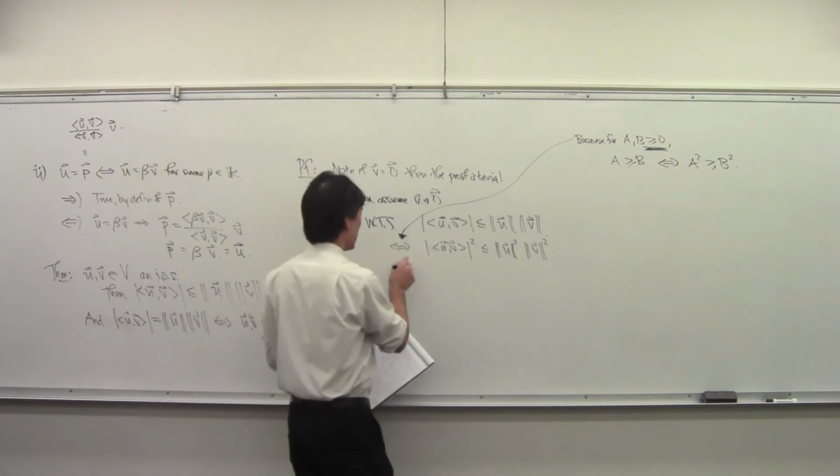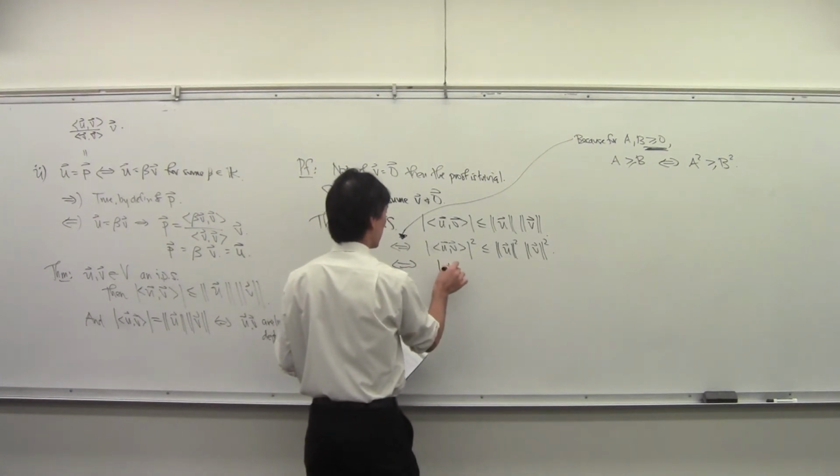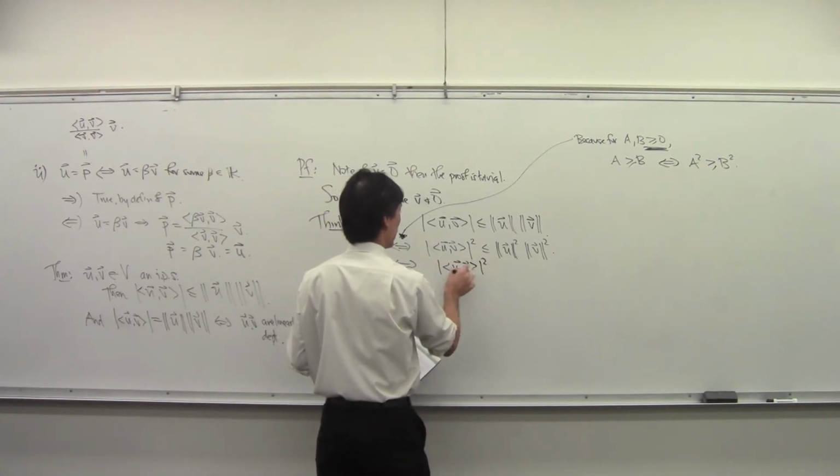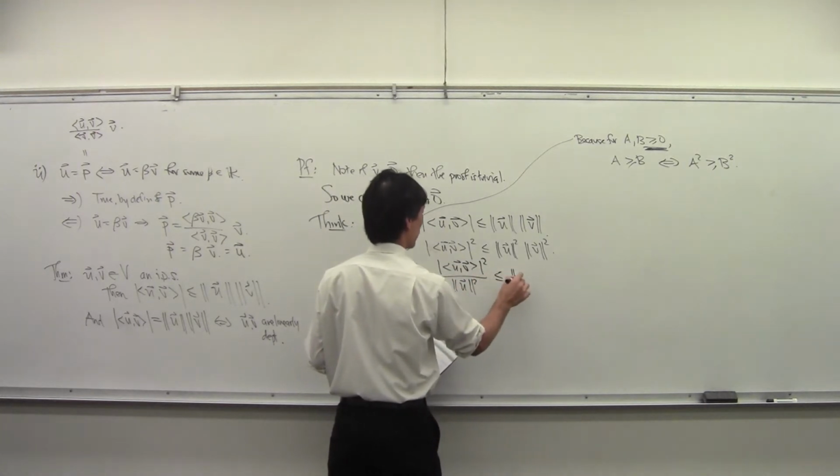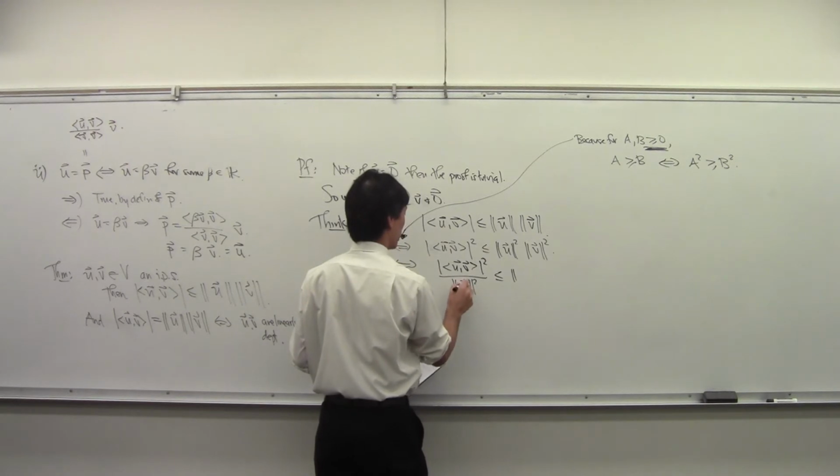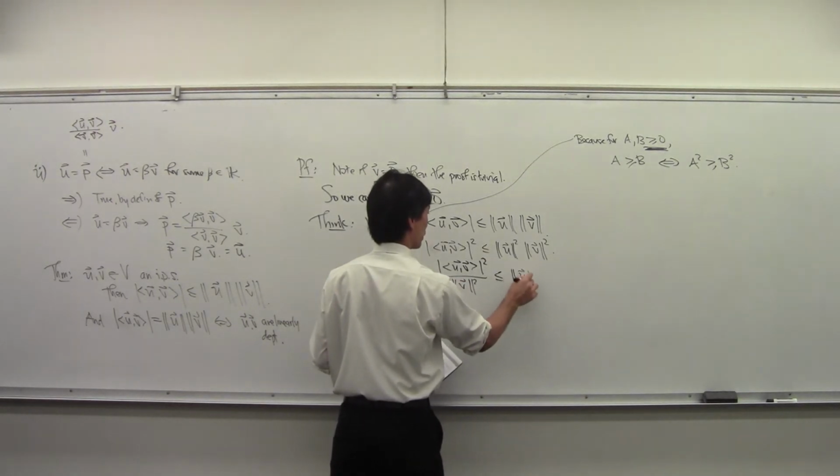Okay, and now I'm going to say, well, that's the same thing as the square of the inner product of U and V over the square of the magnitude of U being less than or equal to the square of the magnitude of V, which is less than or equal to the square of the magnitude of U.